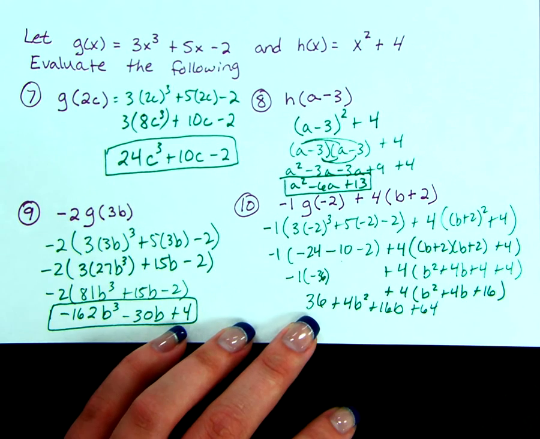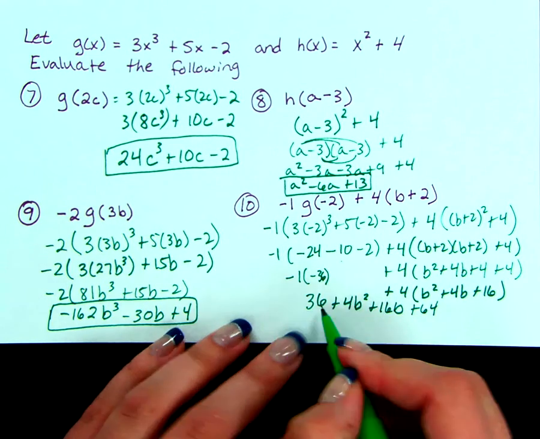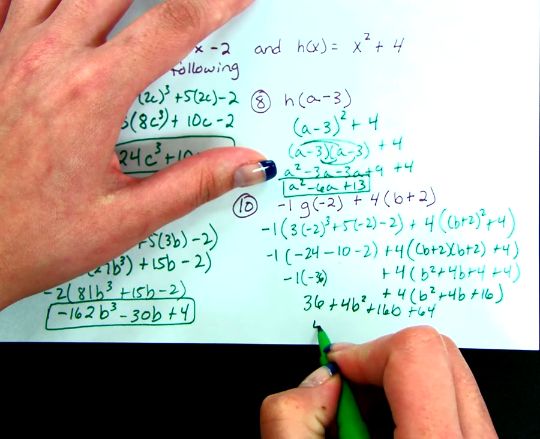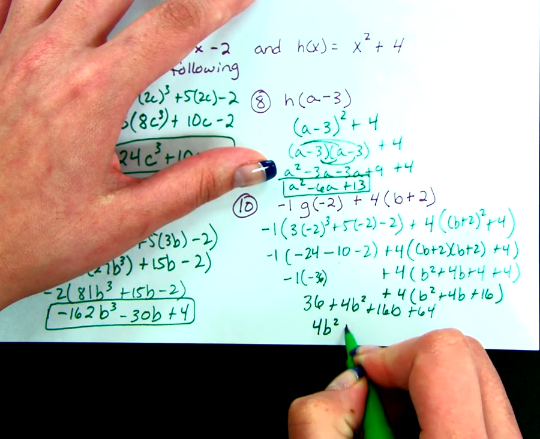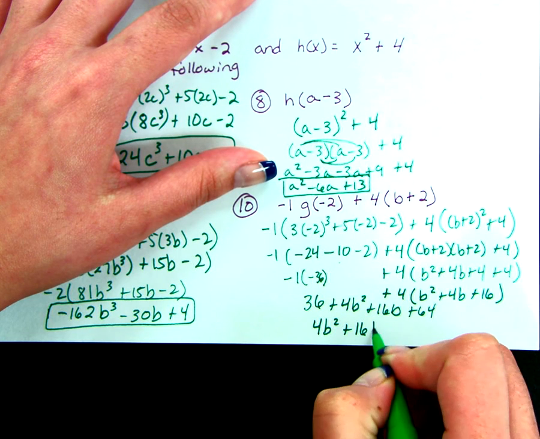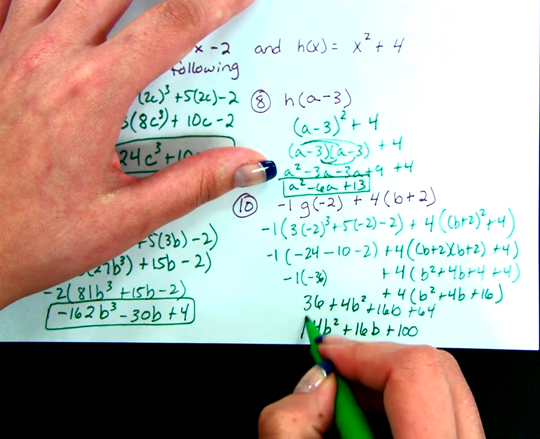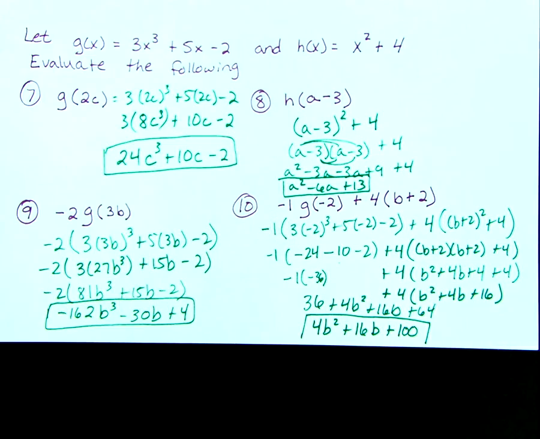And then we can combine the 64 with the 36. So our final simplified answer will be 4b squared plus 16b plus 100. And that's going to finish the evaluating portion of this section.